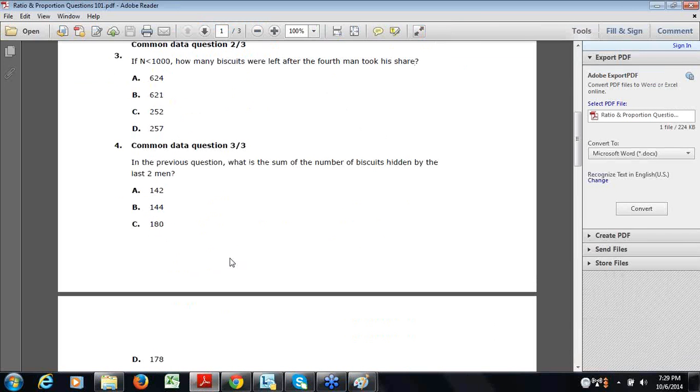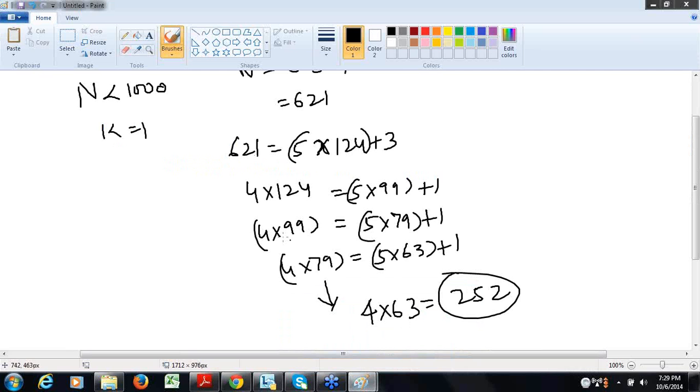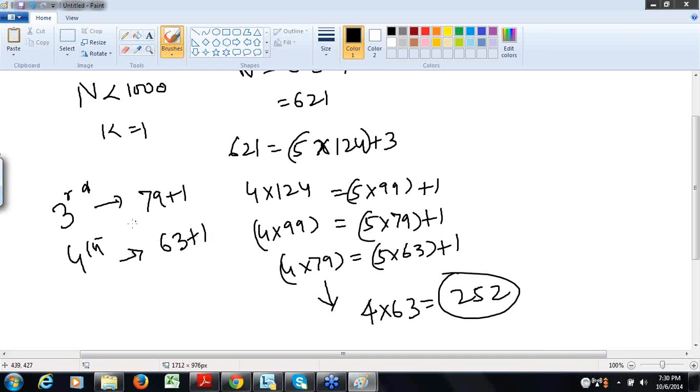Question number 4. In the previous question, what is the sum of the biscuits hidden by the last two men? Okay, last two men. So how much will be hidden by the third and fourth man? The third man will hide 79 plus 1, and the fourth man will hide 63 plus 1. So the total will be 80 plus 64, which is 144. So 144 is the number of biscuits hidden by the third and fourth man.